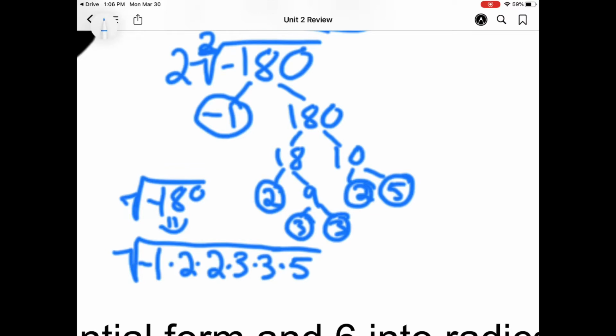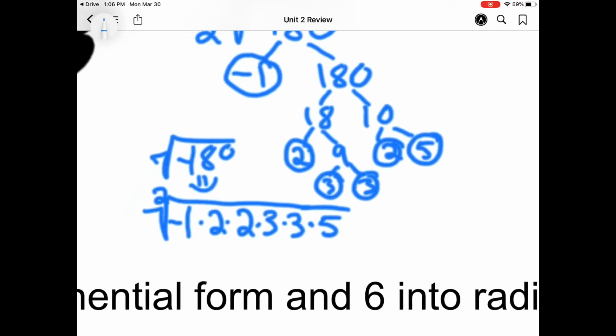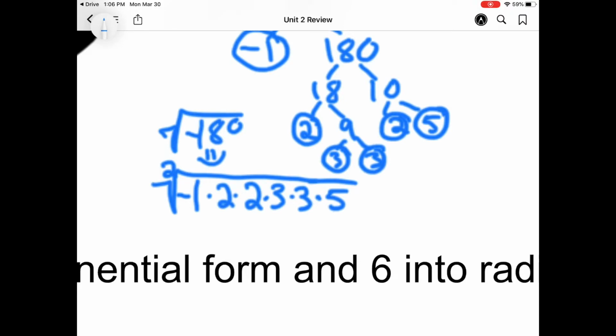Remembering that our index was 2. So that index is telling us how many of the same thing we can group together and move out of the radical, or out from under the radical. So the saying is 2 of the same get married, move out of the house, and become 1. So we have 2 2's. That means that 2 is going to come out as just 1 2. Our 2 3's are going to get married, move out of the house, and become 1 3. There is multiplication on the inside, so there is also multiplication on the outside.